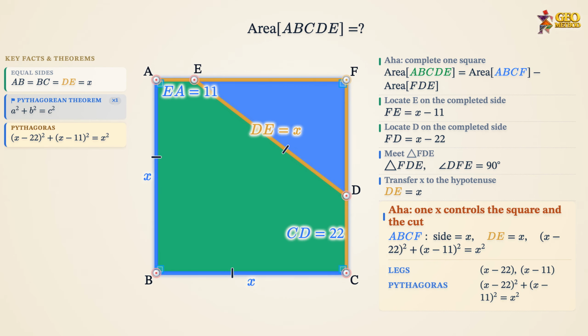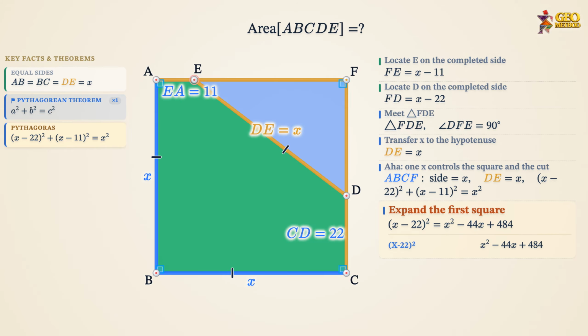Aha! The same x controls square ABCF and hypotenuse segment DE, while the two missing corner legs are x minus 22 and x minus 11. Pythagoras now gives one equation in one unknown without exposing the admissible root yet.